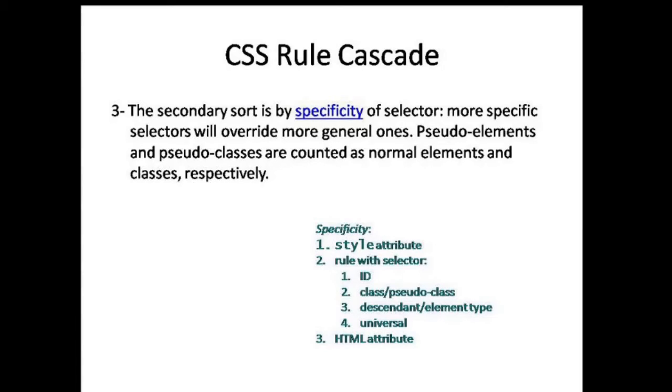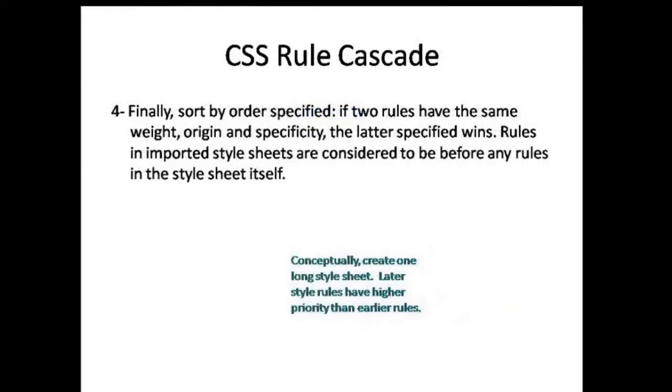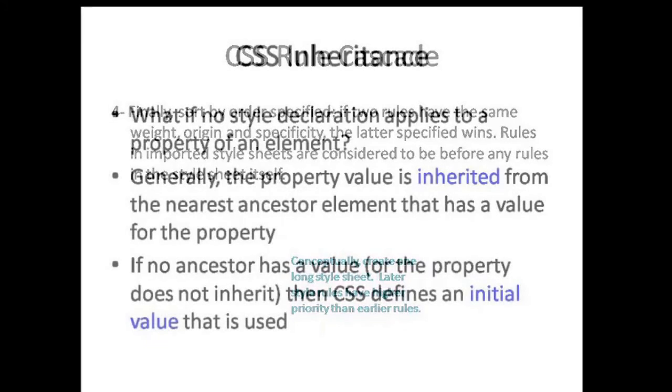The secondary sort is by specificity of selector. More specific selectors will override more general ones. Pseudo elements and pseudo classes are counted as normal elements and classes respectively. And finally, sort by order specified. If two rules have the same weight, origin and specificity, the later specified wins. Rules in imported style sheets are considered to be before any rules in the style sheet itself.